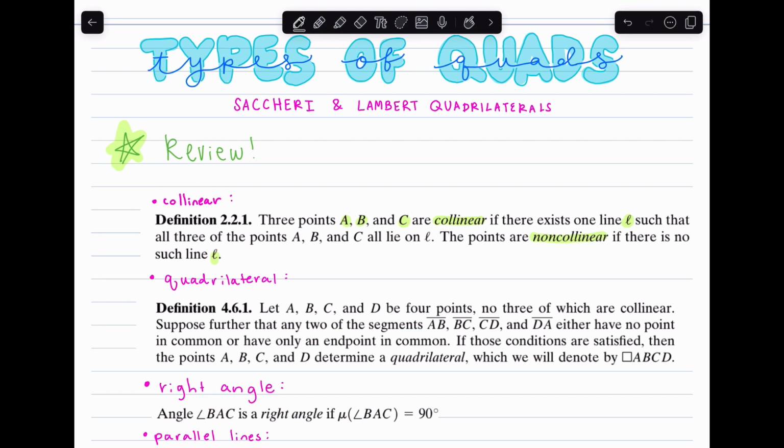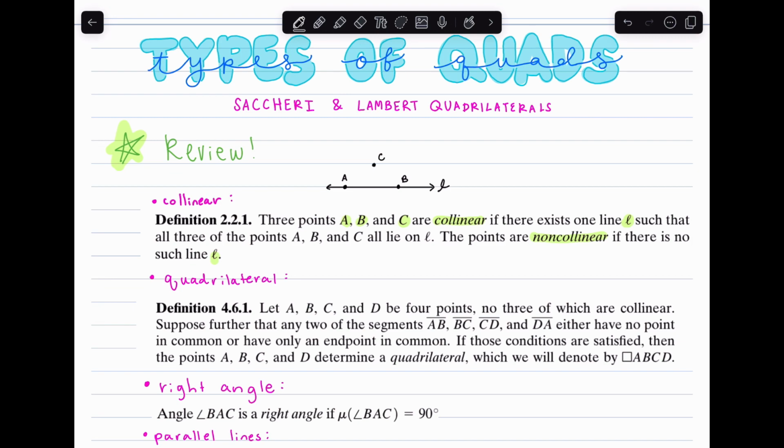Now let's draw this out to make this more clear. We have points A, points B, and C. Now our line is going to be a line that crosses through A and B, and as you can see, C is not lying on the same line. That makes these points non-collinear.